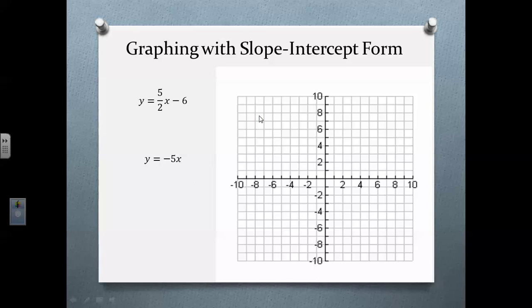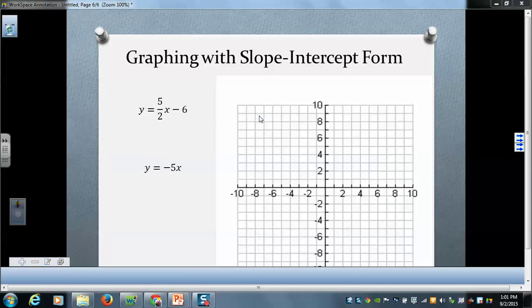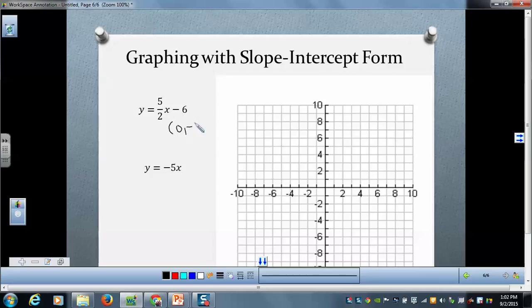All right, so let's look at what we have here. Okay, so here's our first example. So I see that this is y equals mx plus b. So I see that this is b, so that means my initial point is 0, negative 6. So I'm going to plot that guy right there.